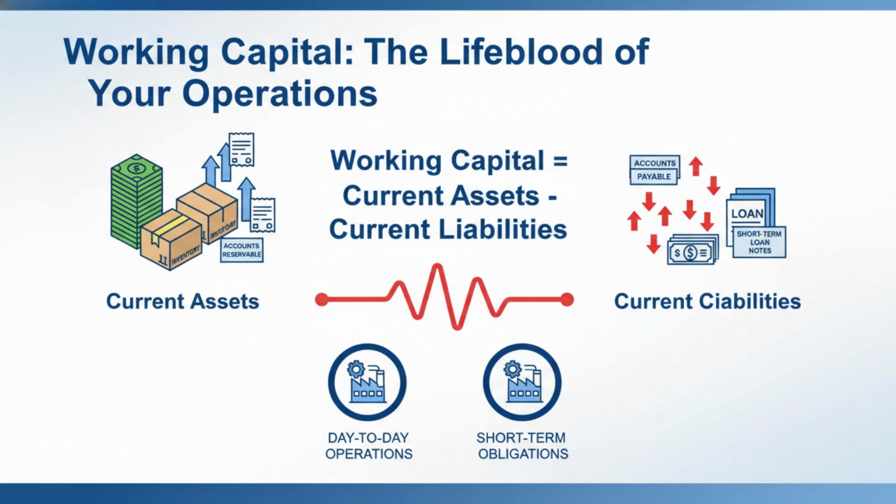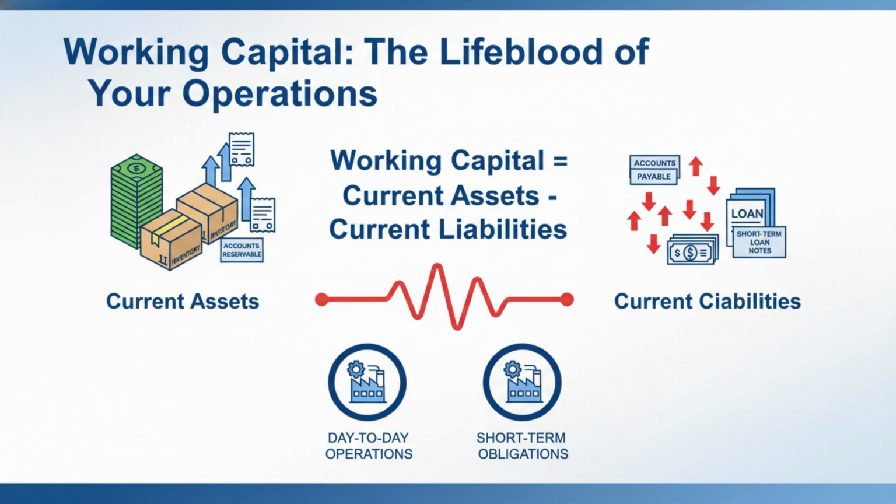Simply put, working capital is the difference between your current assets and your current liabilities. Think of it as the readily available capital you have to run your day-to-day operations and cover your short-term obligations. Current assets include cash, accounts receivable, and inventory, items you expect to convert to cash within a year. Current liabilities are obligations due within a year, such as accounts payable, short-term loans, and accrued expenses.